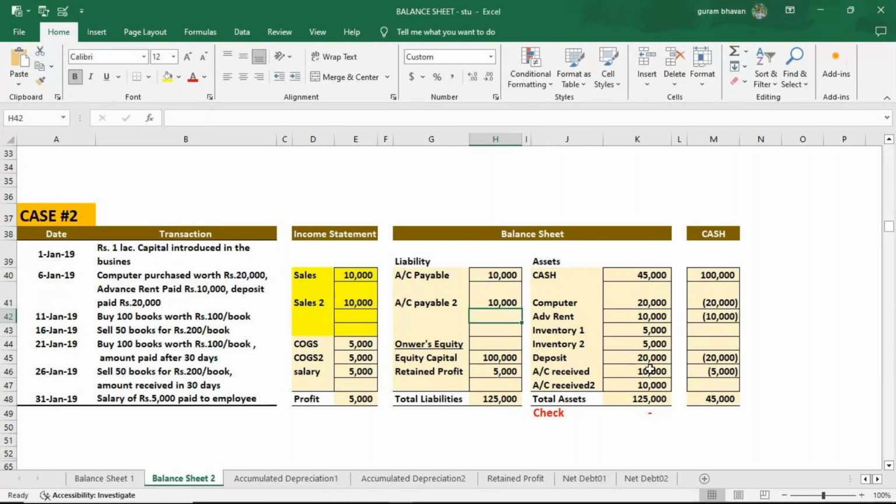Okay, receiving part, I am showing it. I have received the amount, 50 into 200 and 50 into 200. Okay, ma'am. At the end, this checksum should be 0.